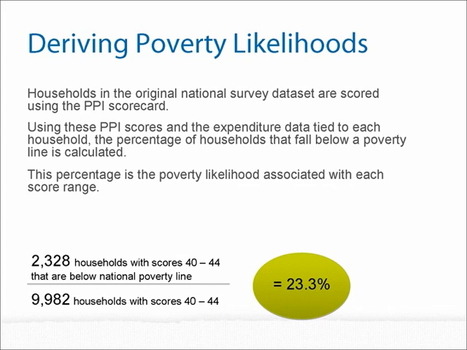9,982 households scored between 40 and 44. Of those households, 2,328, or 23.3%, had expenditure below the national poverty line. This means when using the PPI, a household with a score between 40 and 44 has a 23.3% likelihood of falling below the national poverty line.